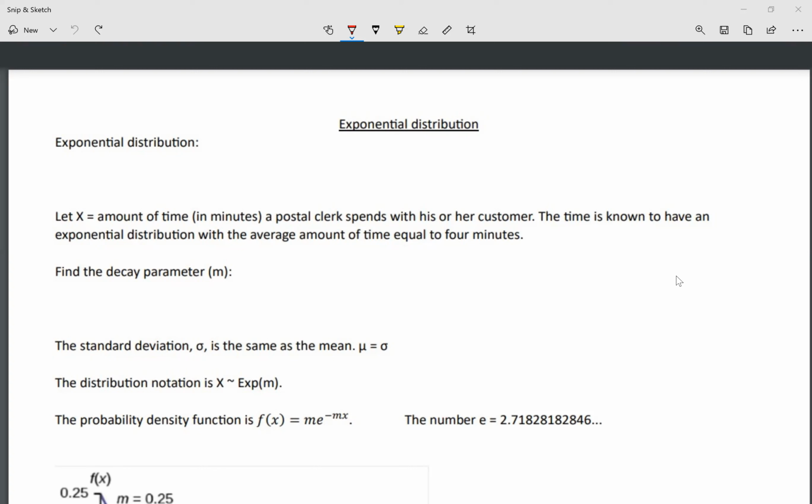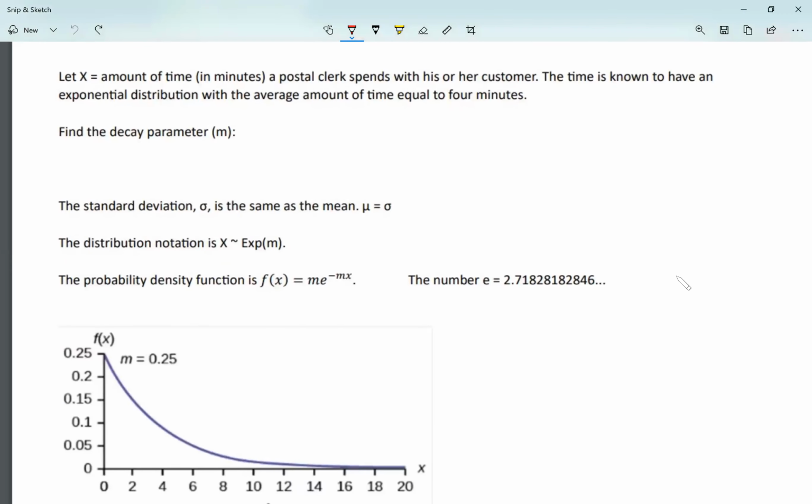Let X be the amount of time in minutes a postal clerk spends with his or her customer. The time is known to have an exponential distribution with the average amount of time equal to 4 minutes. Okay, that's important. Let me highlight this. The average amount of time equal to 4 minutes. So that means if I go to the post office, they're going to spend about 4 minutes. Could be more, it could be less.